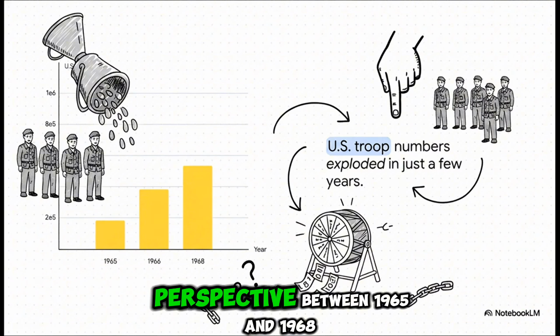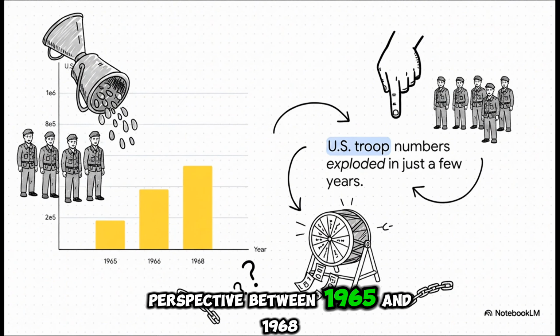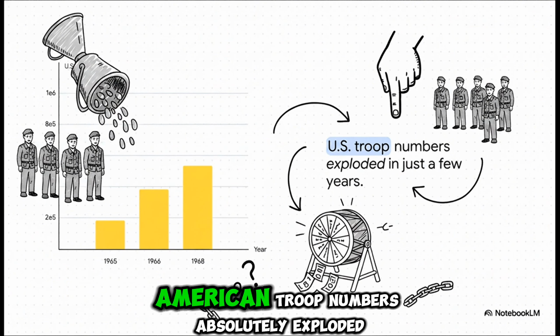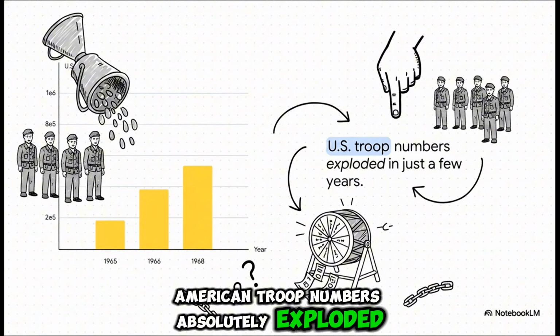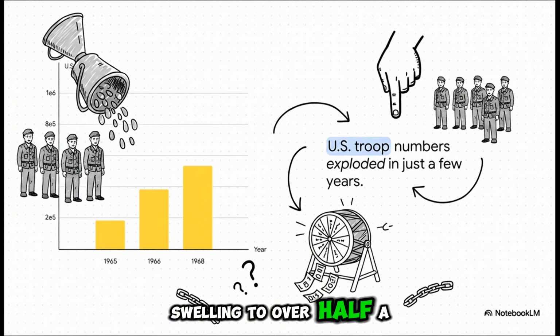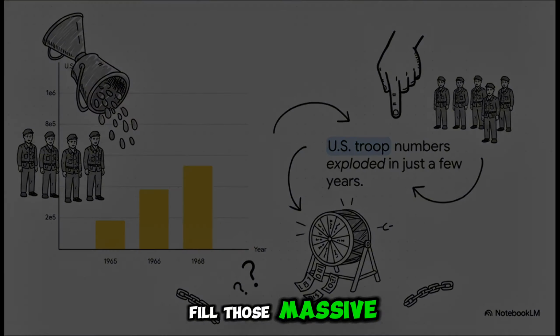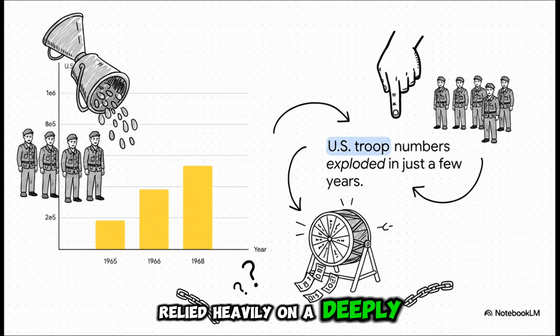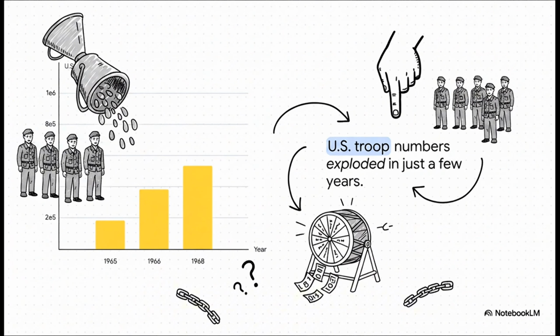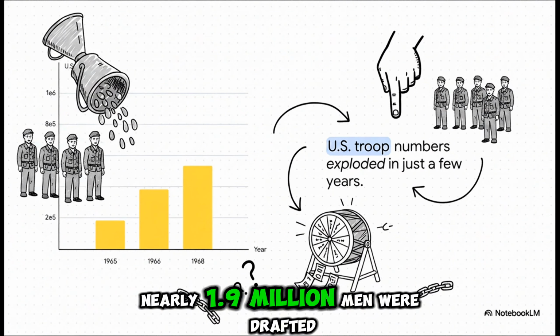Just to put that into perspective, between 1965 and 1968, American troop numbers absolutely exploded, swelling to over 500,000 soldiers deployed in Vietnam. And to fill those massive ranks, the military relied heavily on a deeply unpopular draft system. Nearly 1.9 million men were drafted.